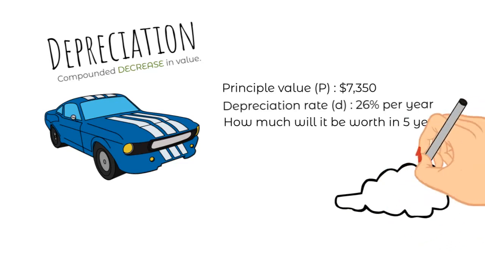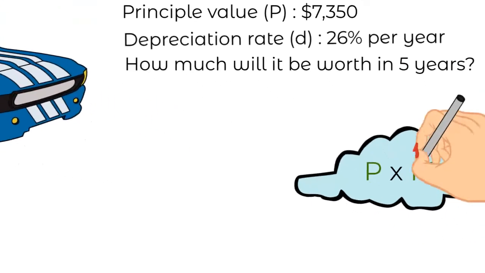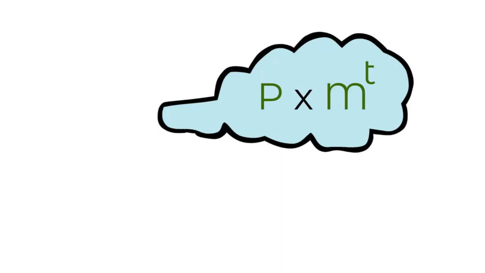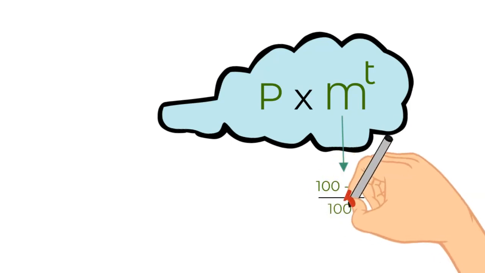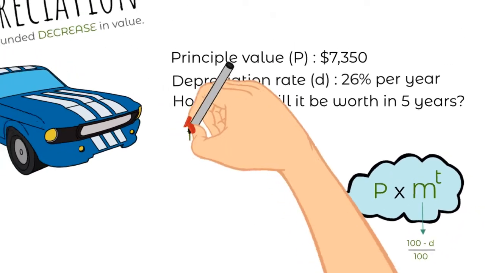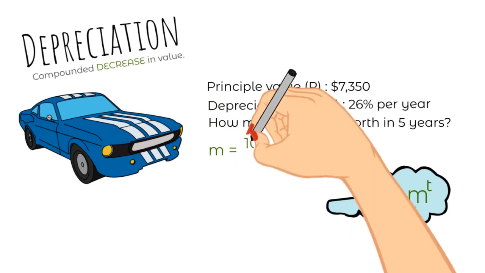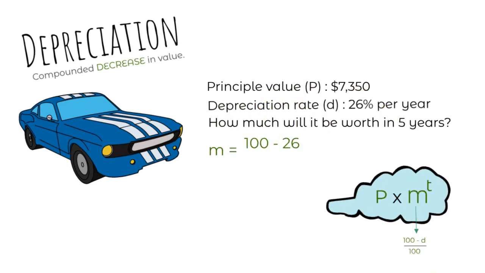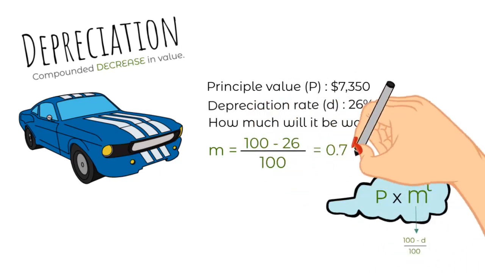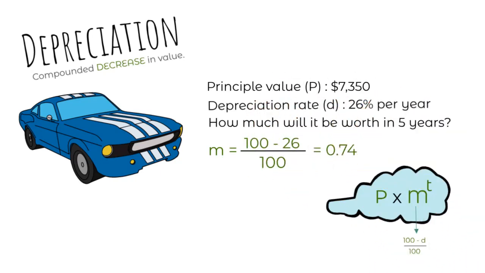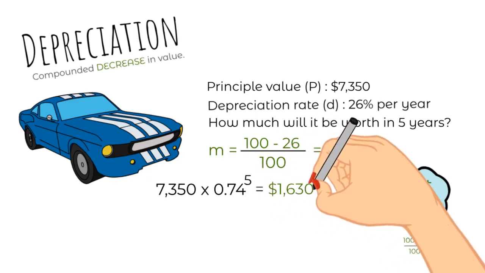We can use the same formula for this. However, there is a tiny difference. Because our value is going down, to work out the multiplier, we take 100 and minus our depreciation rate, and then divide by 100. So in this case, to find our multiplier, we take 100 minus 26, that gives us 74, and then we divide by 100. So we get 0.74. Now we just substitute our values into the formula, and we get the value of the car after 5 years.